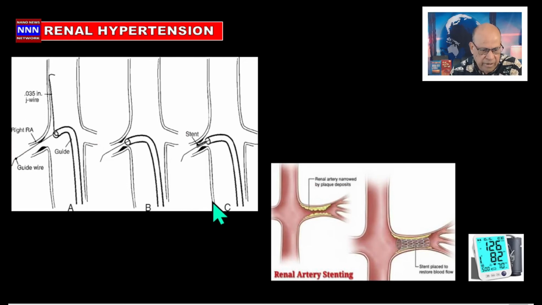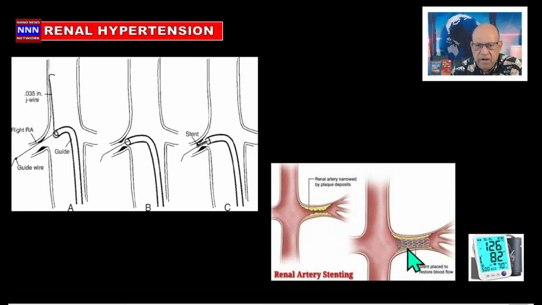And here is a mechanical aspect of how a stent is placed. We put a guide wire here, put a catheter right into the ostium of the renal artery. Then a guide wire is passed. Over the guide wire, a balloon mounted stent is placed in the blocked segment.